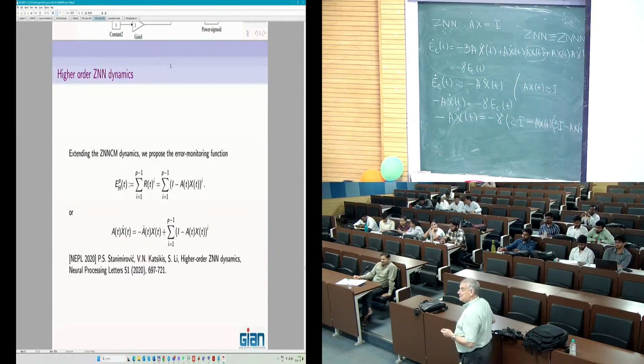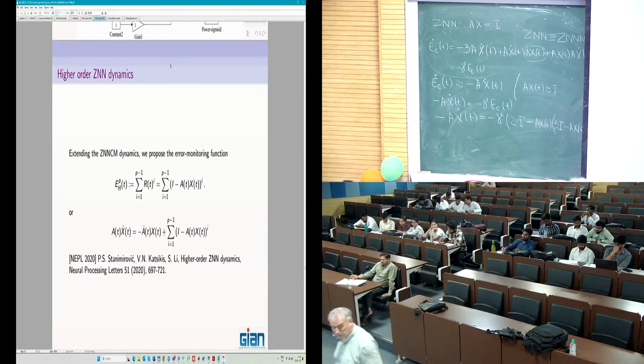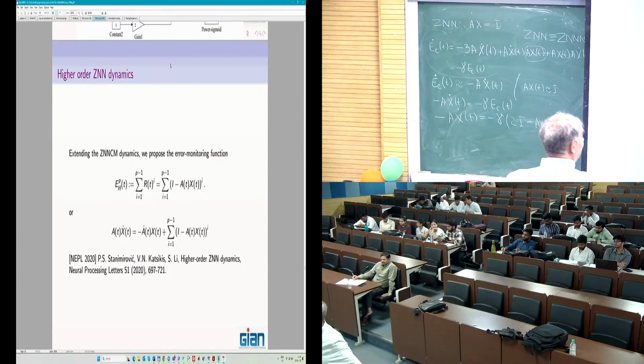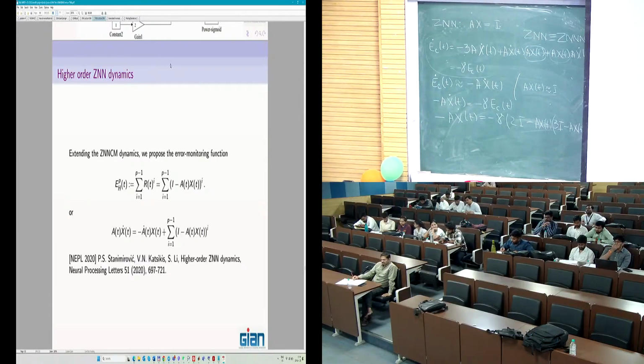Here is the error function corresponding to the hyperpower method of order P. Here we have P minus 1 terms where the residual is. This result has been published in Neural Processing Letters.